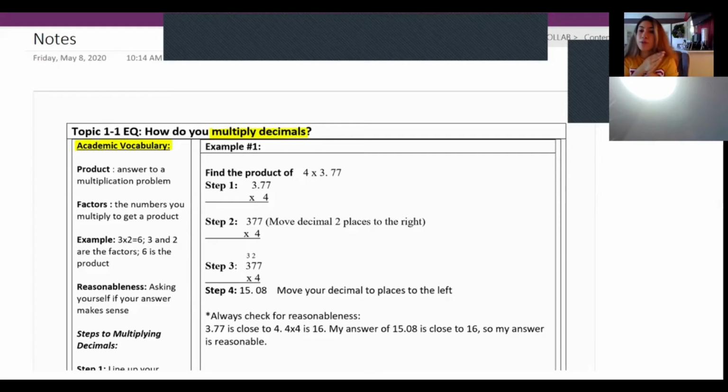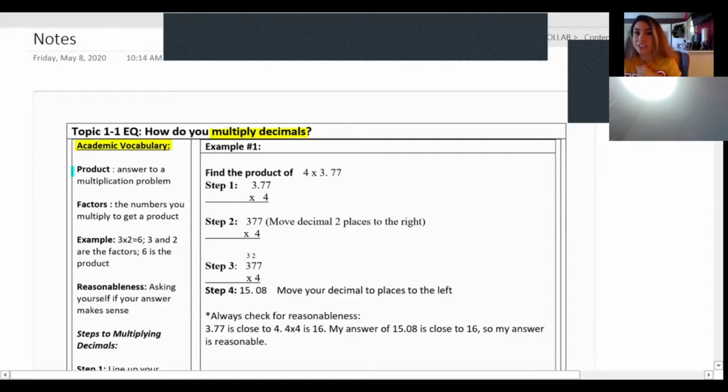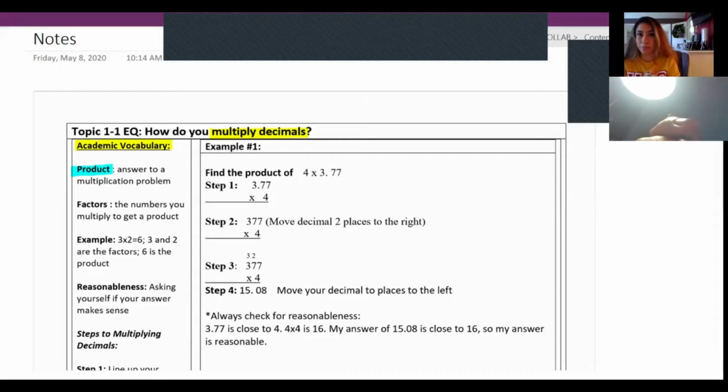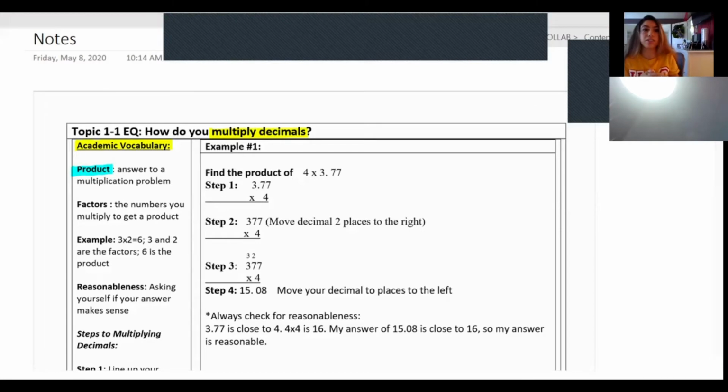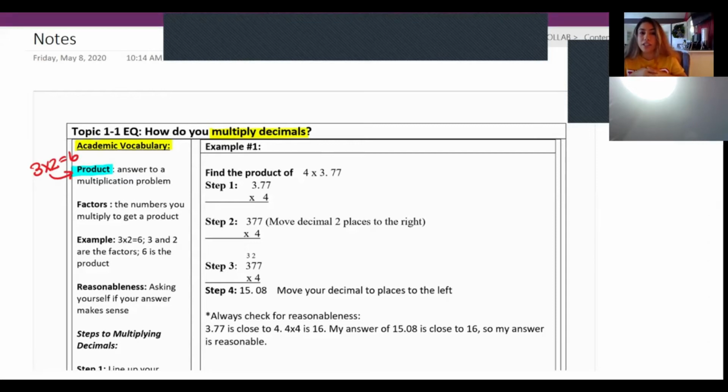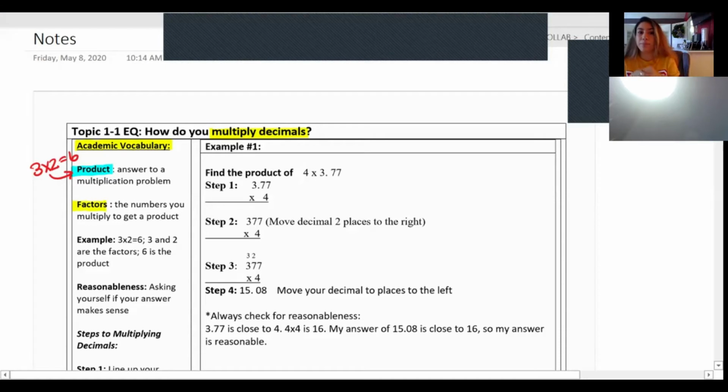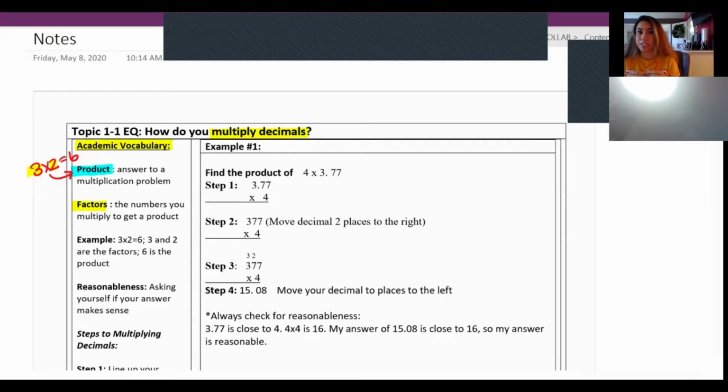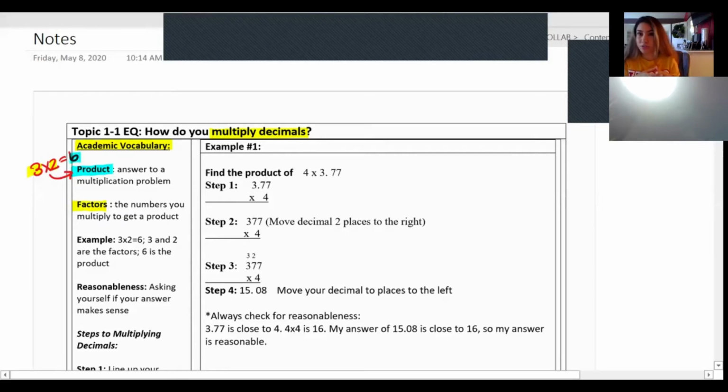Something that you might have heard before, the product of something is the answer to a multiplication problem. What is the product, right? We know, like, what is the sum, addition, what is the difference, subtraction. Our next vocabulary word is going to be factors. The factors are the numbers you multiply to get a product. So if we look at 3 times 2, like Ms. Flemington wrote, equals 6. We know that our product is 6. How do we get that number 6? What factors did we use to get 6? Well, we used 3 and 2.